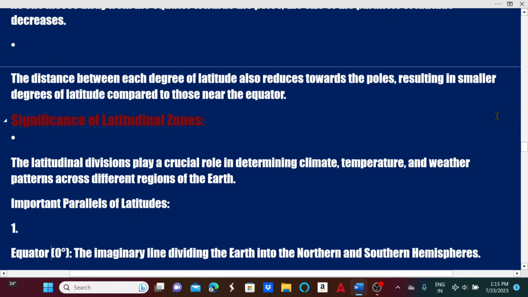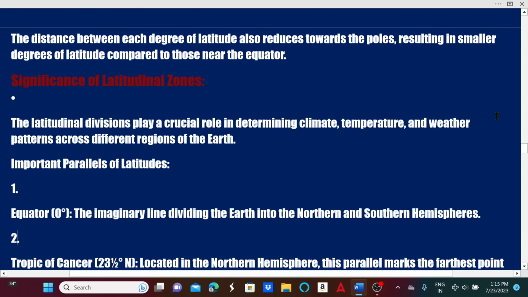One, the equator, 0 degrees. The equator is the first parallel of the latitude. The equator is the imaginary line dividing the Earth into the northern and southern hemispheres. We have already seen this equator. Second, the Tropic of Cancer. It is 23 1/2 degrees, located in the northern hemisphere.